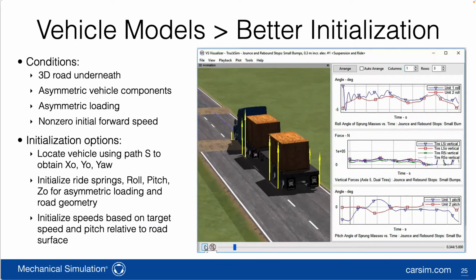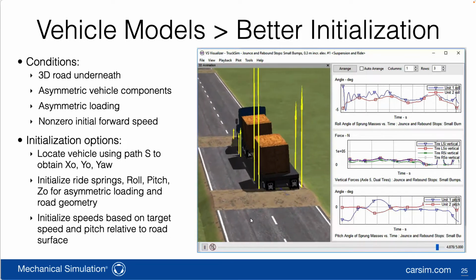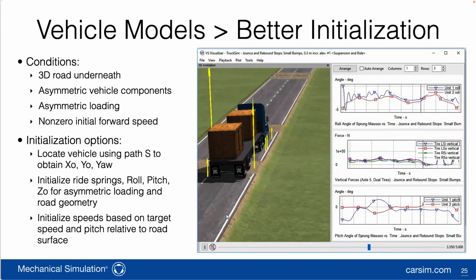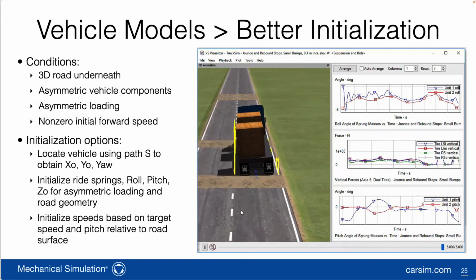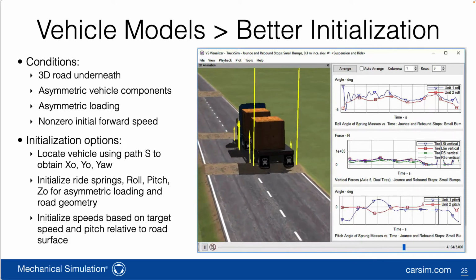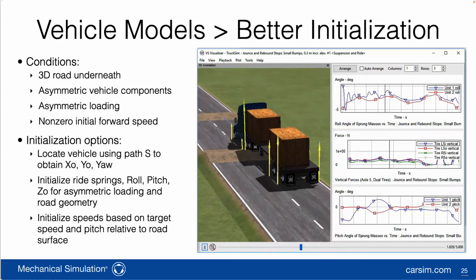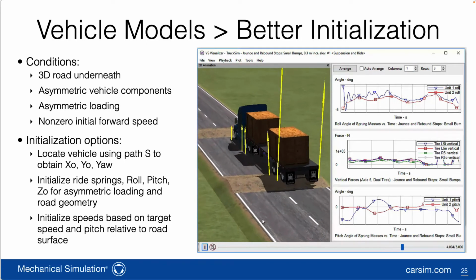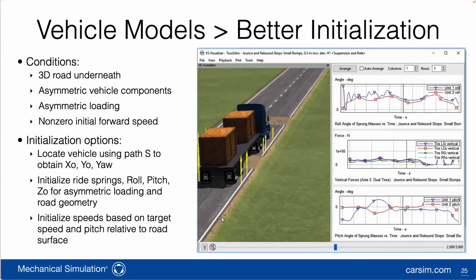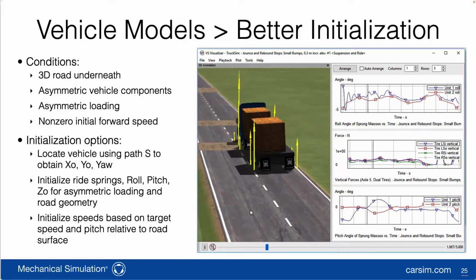So we have always had initialization of the vehicle model when it starts. The conditions are that you're on a 3D road that may not be level, might have pitch, might have roll. The vehicle components can be asymmetric, the loading can be asymmetric, and you might be moving at a non-zero forward speed. In the past, we had a very simple initialization assuming symmetry, and if it wasn't in equilibrium, you would just let the simulation run for a few seconds to get equilibrium.